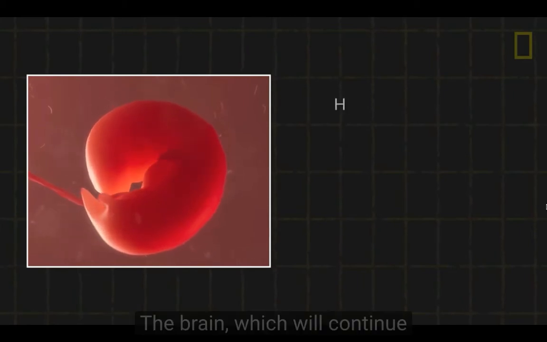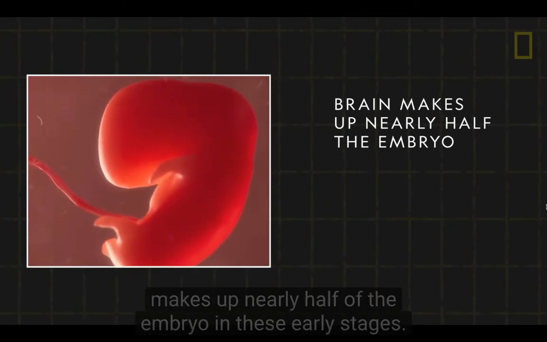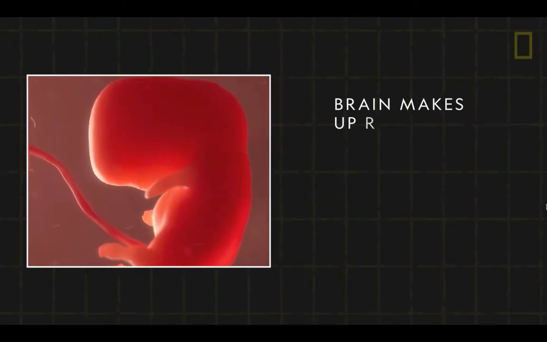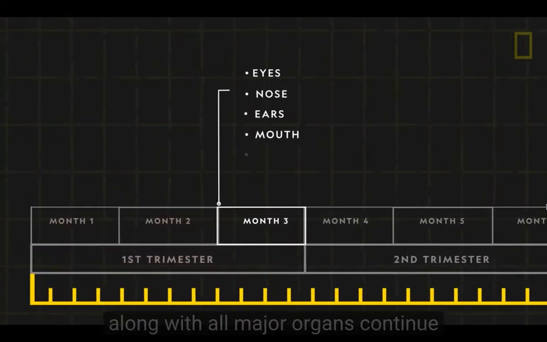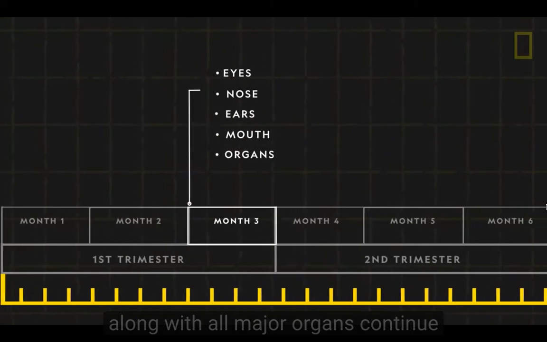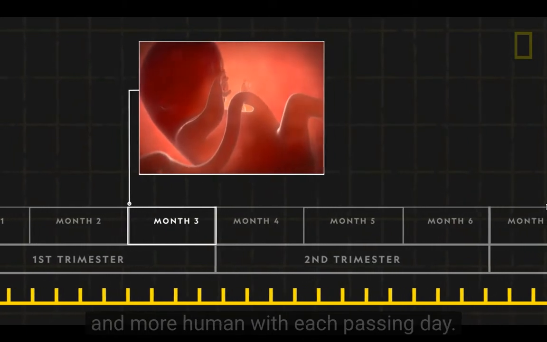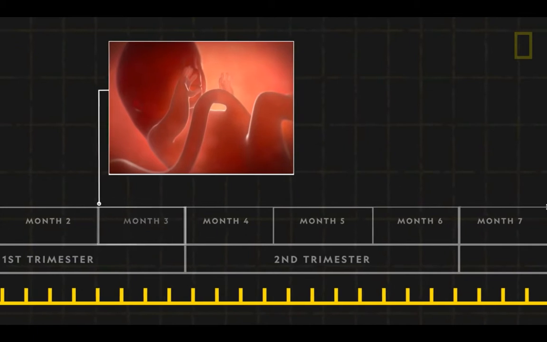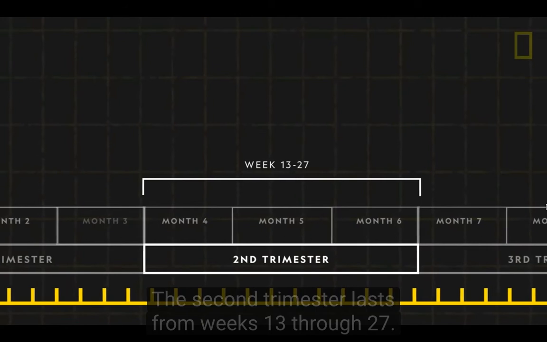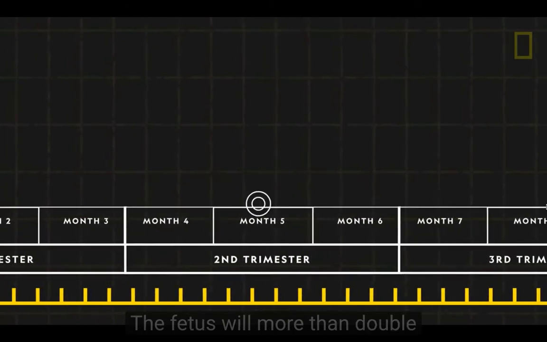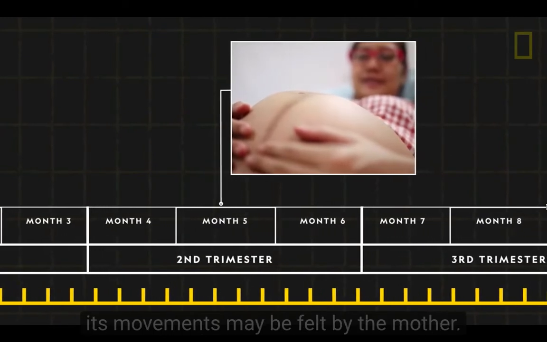The brain, which will continue to grow and develop throughout the pregnancy, makes up nearly half of the embryo in these early stages. As the eyes, nose, ears, and mouth, along with all major organs, continue to develop in month 3, the baby will begin to look more and more human with each passing day. The second trimester lasts from weeks 13 to 27. The fetus will more than double in size during this time, and soon its movements may be felt by the mother.